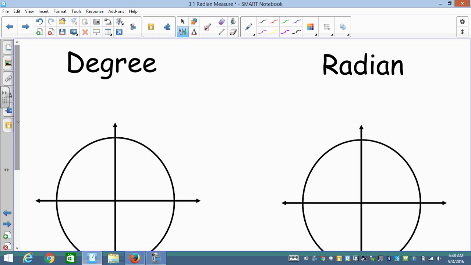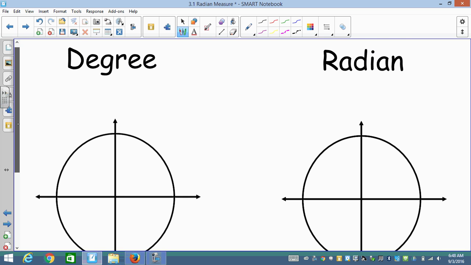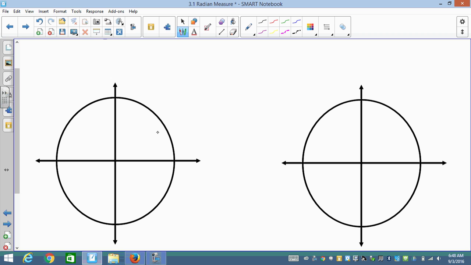Okay, so to give you a little bit of example between a degree and radian, if this one's degrees, then this would be 0 degrees, 90 degrees, 180 degrees, 270 degrees, and then our full rotation of 360 degrees.